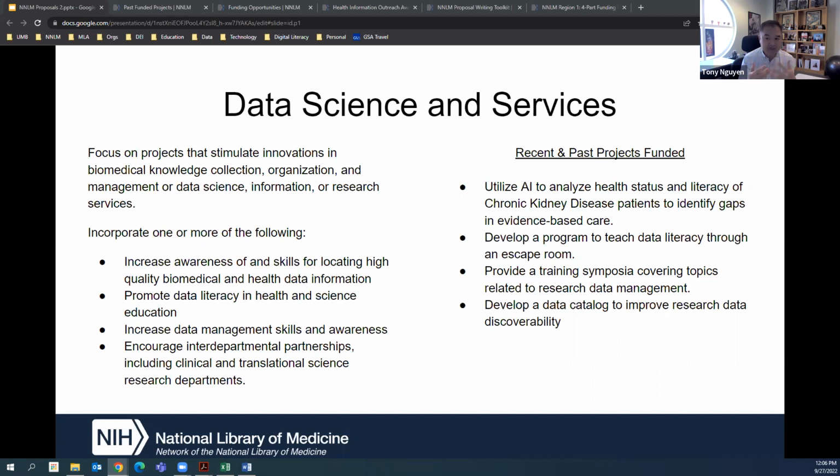So I also want to share a couple of recently funded projects that we are finishing up with, or we're still continuing with this year. One is utilizing artificial intelligence to analyze health status and literacy of chronic kidney disease patients in one particular state to identify gaps in evidence-based care. Another is to develop a program to teach data literacy through an escape room. Then there's providing a training symposia covering topics related to research data management. And another one is developing a data catalog to help improve research data discoverability.